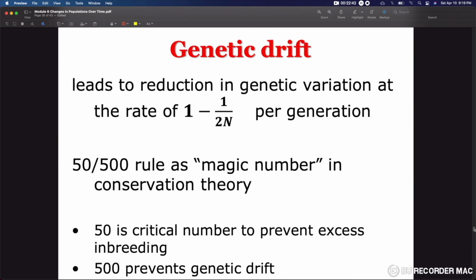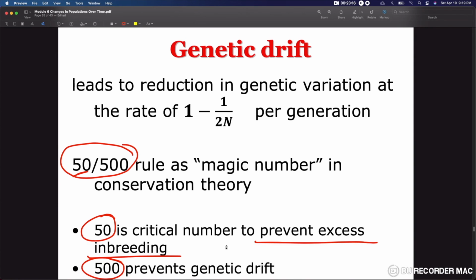So we now go to what we call the 50 or 500 rule as the magic number in conservation. That's why in conservation of your organism, say for example conservation of your lions, your rhinos, you need to at least have a 50 critical number to prevent excess inbreeding, and you need to have a 500 population to prevent genetic drift to happen.